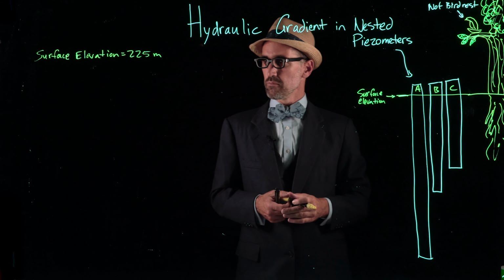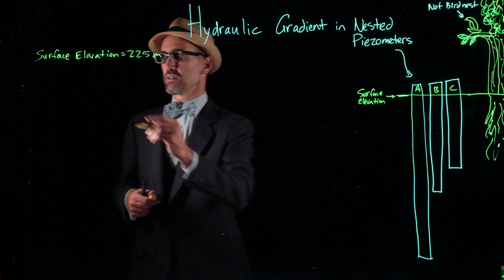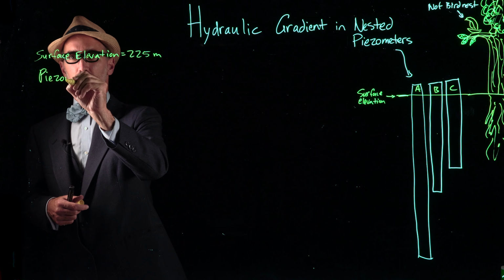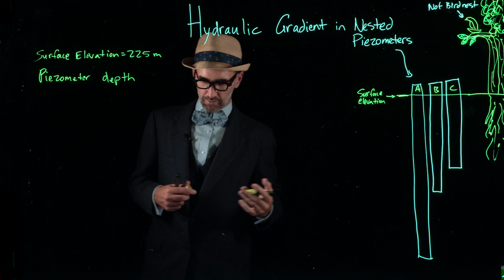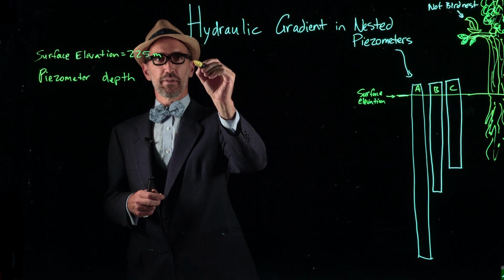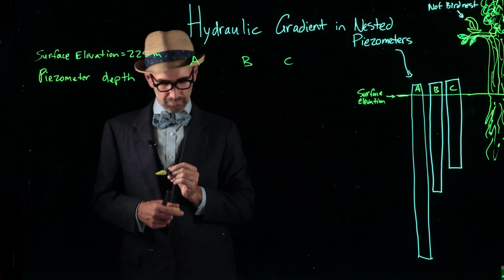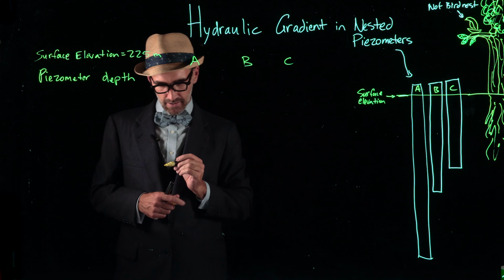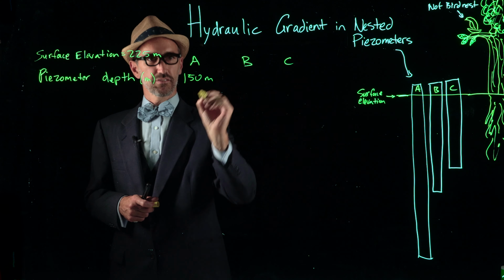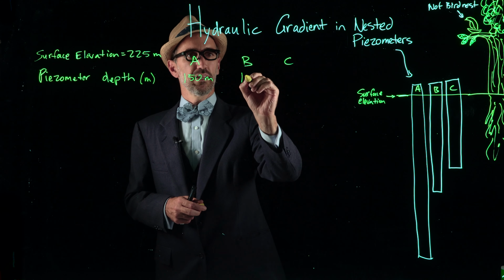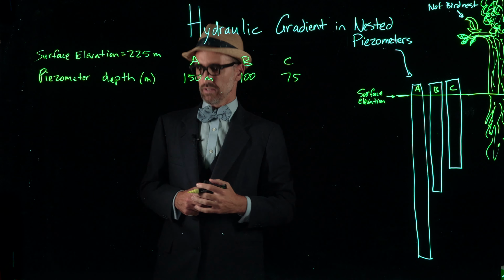During the drilling, we measured how deep we drilled these piezometers. So this is the piezometer depth. In this problem, I'll be working through what is basically a table. So we have piezometer A, B, and C. For A, our depth in meters is 150 meters. Our depth for B is 100, and our depth of C is 75. So this is all field observable information.